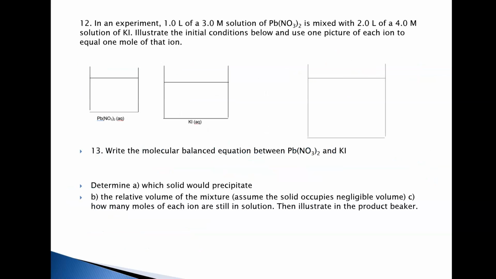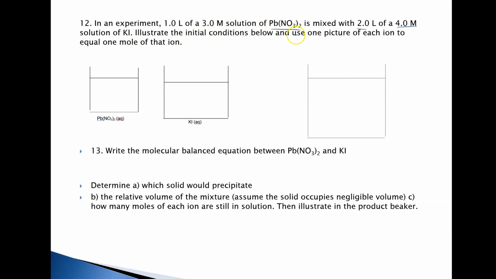Okay, now I'm going to add this one in because this is often what you see with stoichiometry problems. They give you little pictures and they expect you to relate the numbers they give you on a large scale to what's happening at the molecular level. It's called particulate understanding. So in this experiment, they take 1 liter of a 3 molarity solution of this mixed with 2 liters of a 4 molarity solution of KI.